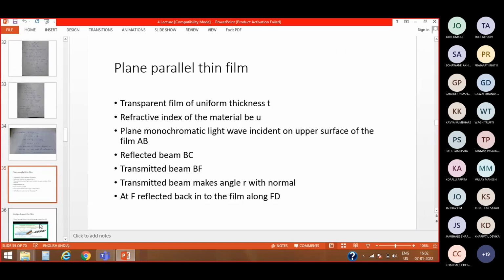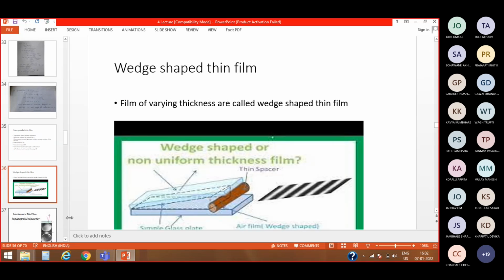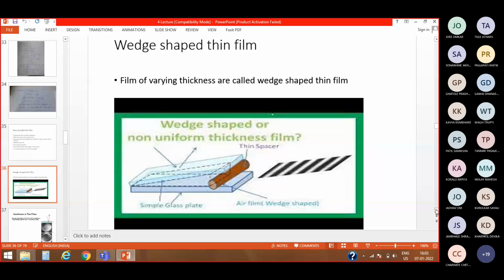Next topic is the wedge shape thin films. In a wedge shape thin film, we get a pattern that is black, white. This is one glass plate and this is another glass plate, and they are not parallel to each other. There is some gap, so I put some gap here between the two glass plates. This is called a wedge shape film. For this also there is a derivation, so we will take this in the next lecture: how we get the interference of light in case of wedge shape thin films.